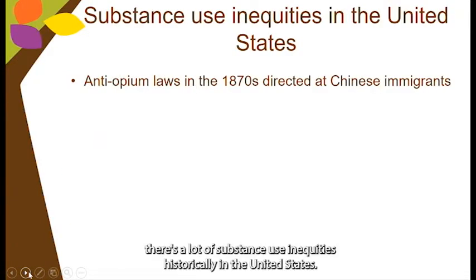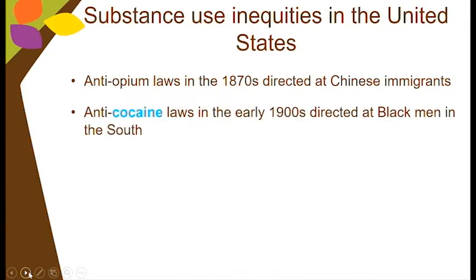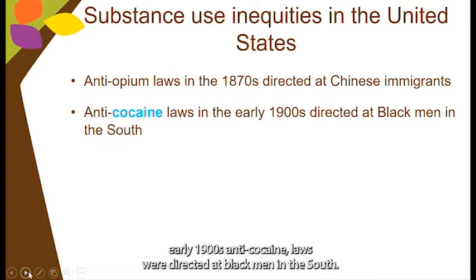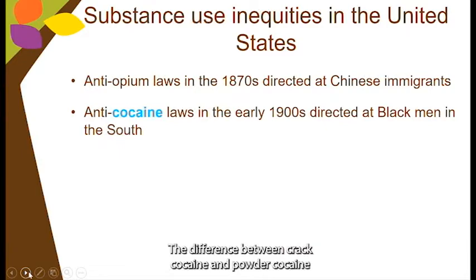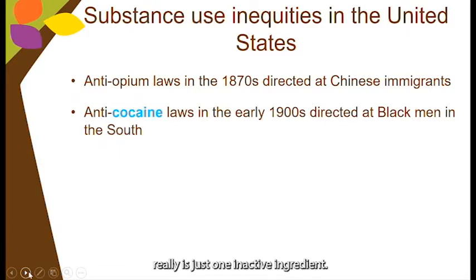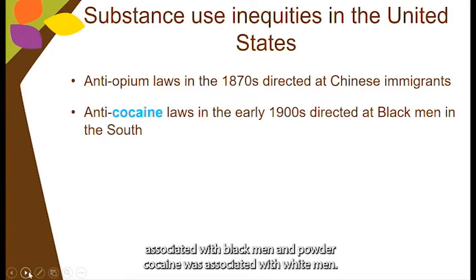There are a lot of substance use inequities historically in the United States and today, so I'm just going to go through a brief overview of them. First off, in the 1870s, anti-opium laws were directed at Chinese immigrants. In the early 1900s, anti-cocaine laws were directed at Black men in the South. The difference between crack cocaine and powder cocaine really is just one inactive ingredient. So it's interesting to see the different regulations for crack cocaine versus powder cocaine, simply because crack cocaine was associated with Black men and powder cocaine was associated with white men.